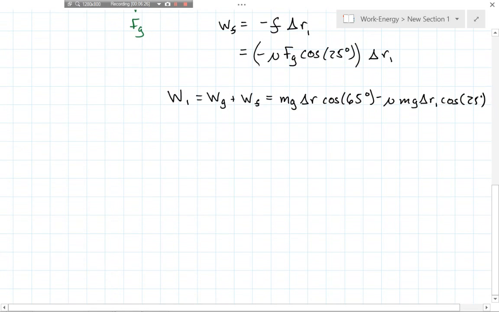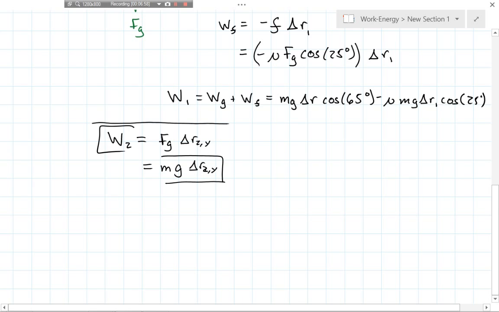So the work that's done during the second part of the motion is just going to be equal to the gravitational force times displacement in this y direction. And we were told that that's a 3.5 meter cliff, so that's how far she's going to fall in the vertical direction. So it's just going to be mg times delta r2,y. That means the y component, or the vertical component, of her displacement during the second part.